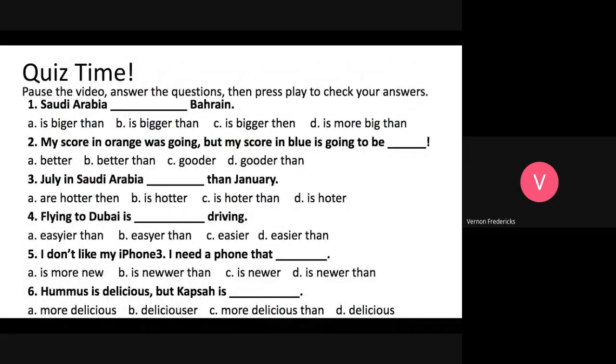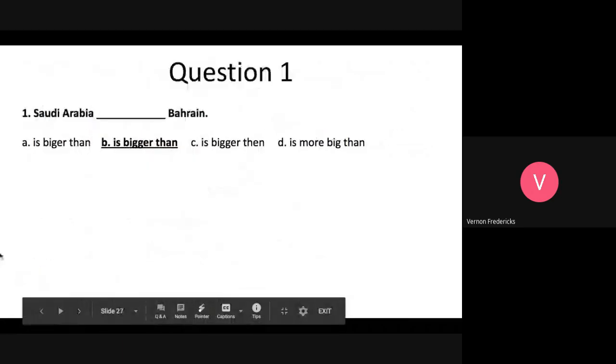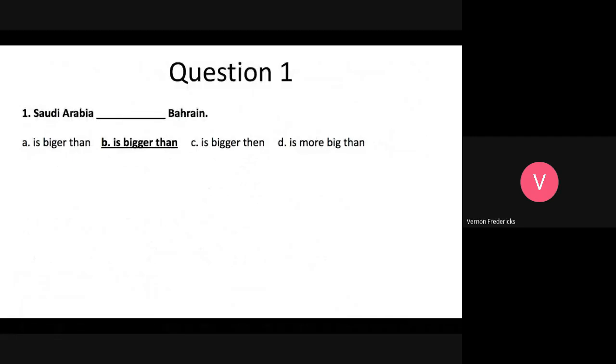Okay, students, welcome back. Let's have a look at your answers. Okay, number 1. Saudi Arabia is bigger than Bahrain. Okay, number A is not correct because BIG is the adjective. And remember the consonant vowel consonant rule, we have to double the last consonant. Okay, is bigger than Bahrain. It's not number C because we don't write then, we write than. It's not number D because it's just one syllable.